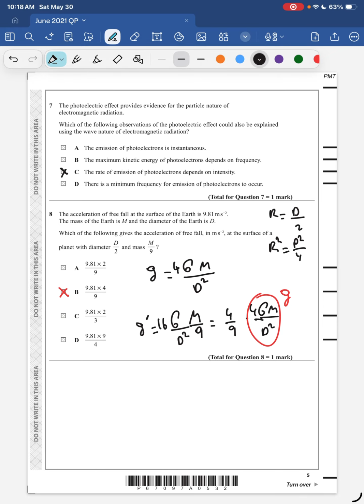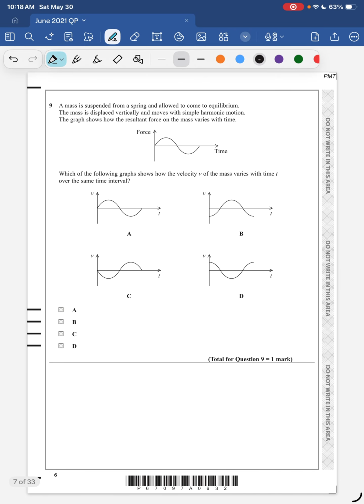Okay, moving on. Question 9: a mass is suspended from a spring and allowed to come to equilibrium. The mass is displaced vertically and moves with simple harmonic motion. The graph shows how the resultant force on the mass varies with time. Which of the following graphs shows how the velocity v of the mass varies with time t over the same time interval?